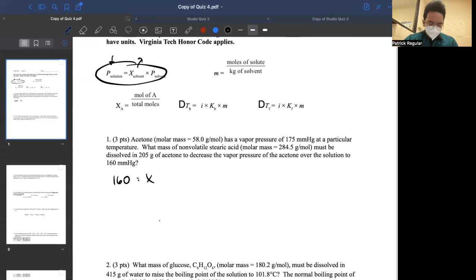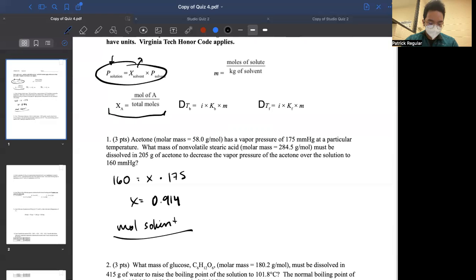160 times 175. Our X ends up being 0.914. And if 0.914 is our mole fraction of the solvent, that means, remember, by definition, our mole fraction of our solvent, so A is our solvent, is moles of solvent over total moles, right?